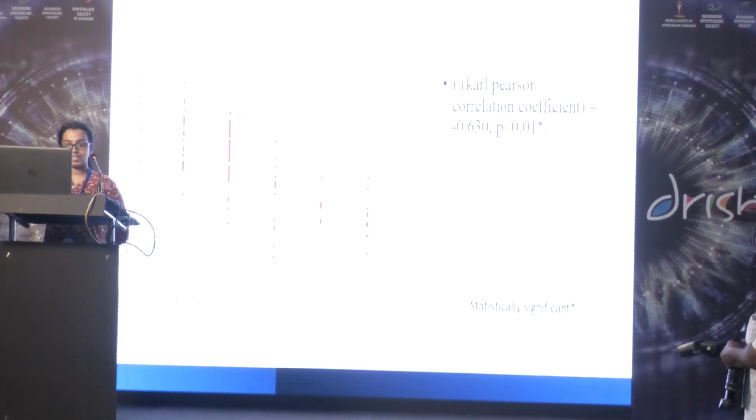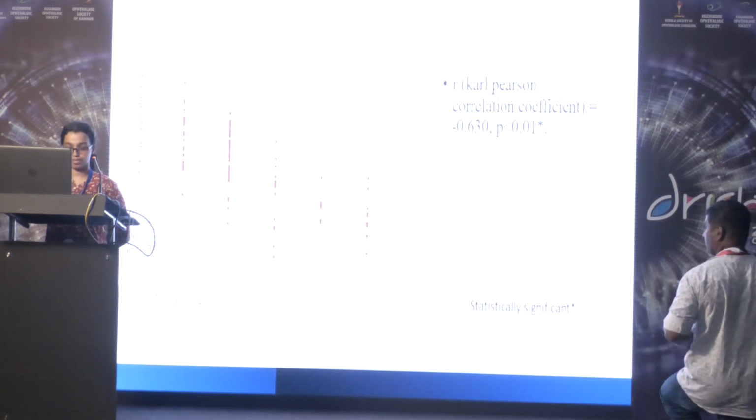This is a scatter plot diagram with DDLS score along the x-axis and average RNFL thickness along the y-axis. As the DDLS score increases, average RNFL thickness decreases. The Karl Pearson correlation coefficient between the two parameters was minus 0.630 with a p-value of less than 0.01, which corresponds to a highly negative correlation between the parameters.